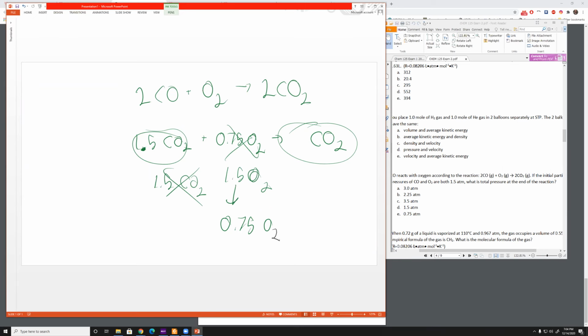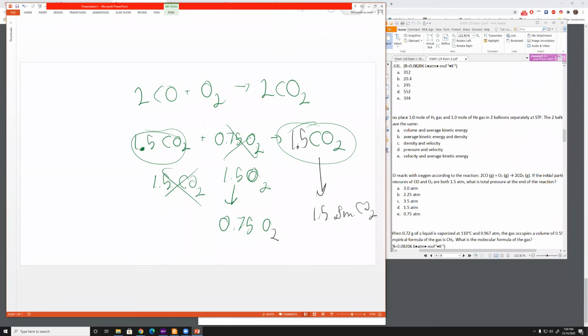Okay. So if 1, this should make double. So this should make 1.5. Right. That makes sense. Okay. Is that better? This would make 1.5. That means if the 1.5 is made, you would have 1.5 atm of CO2. Add those up, you get 2.25. Yes, exactly. So I just made a mistake with my ratios.